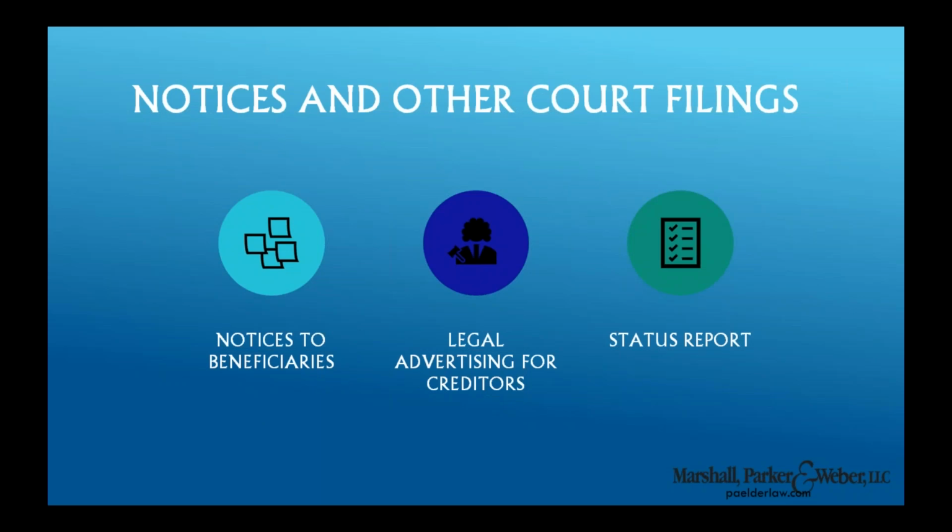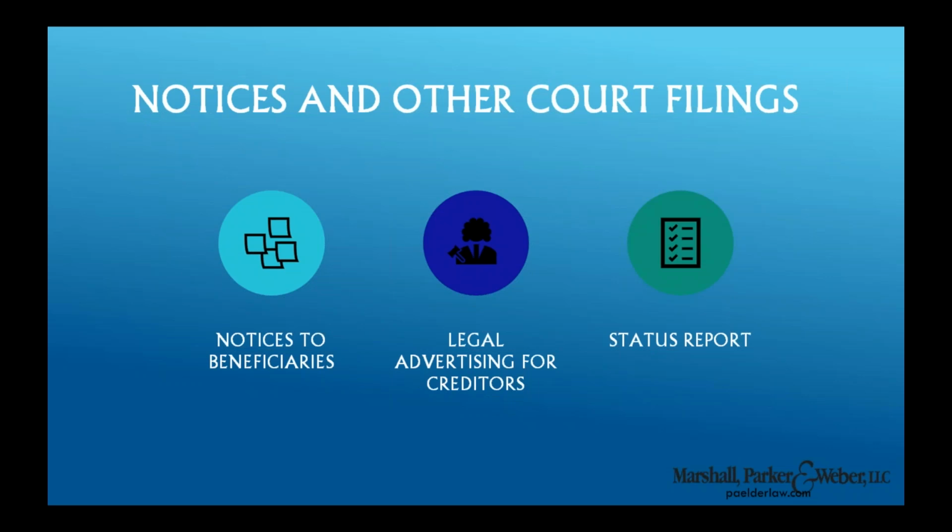Now, as the probate process begins, you need to keep in mind there are some court filings that are required. First, you need to notify all the beneficiaries that they have an interest in the will. They are entitled to a copy of the will. Once you notify them, you need to file proof of that notification with the register.